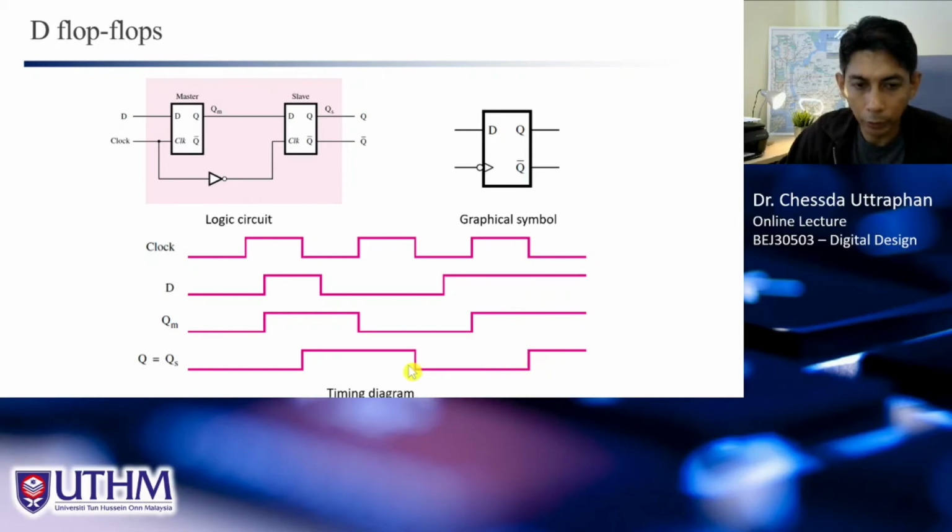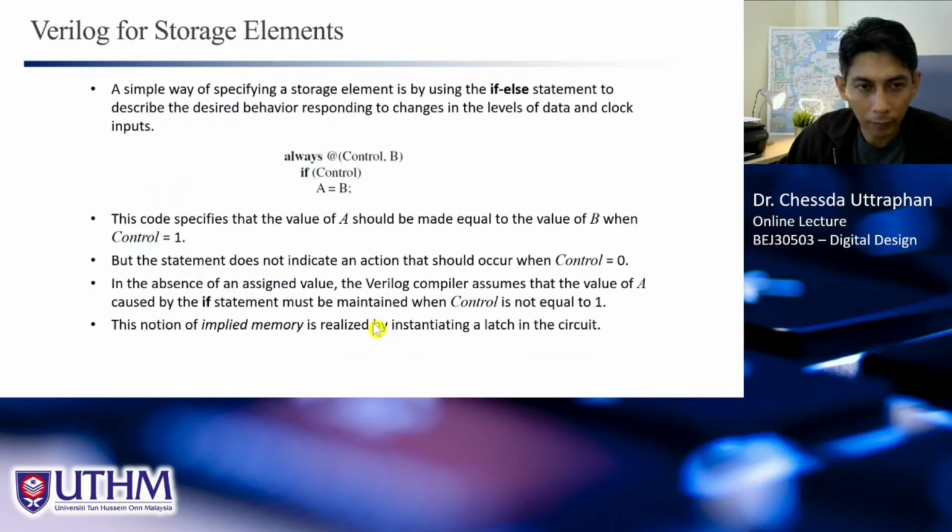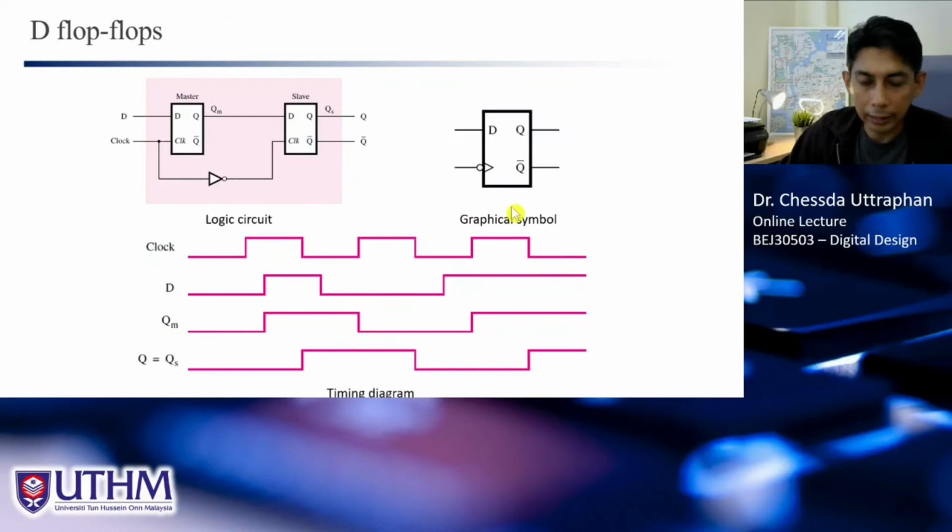So we can see that by connecting two latches like this, we can create what we call the D flip-flop. This is exactly the behavior of the D flip-flop, and it is negative edge triggered. It is the most useful circuit in designing a digital system. We will use these D flip-flops again and again later on.